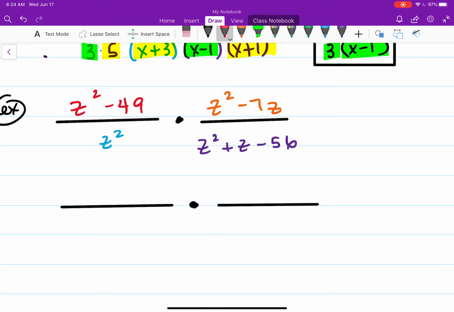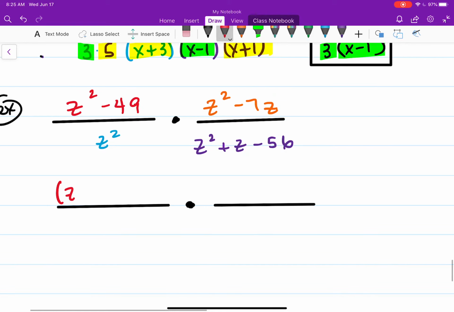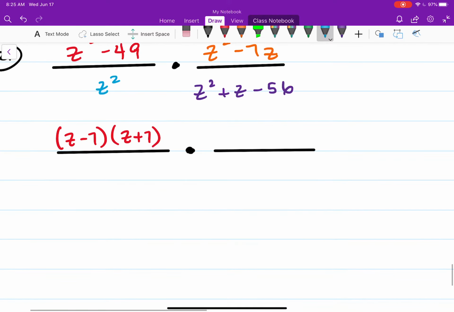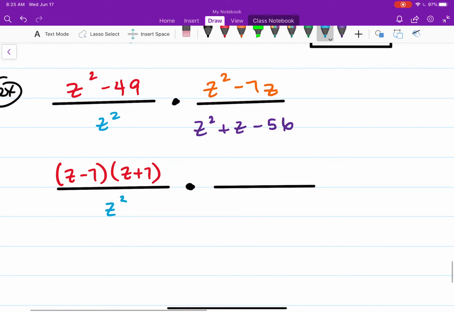The z squared is z times z. The 49 is 7 times 7. So that means this is going to factor down to z minus 7 and z plus 7. Okay? The blue, z squared. Well, that's just z squared. Okay? The top right, first, GCF. There is a GCF of z. What do I have left? A z minus 7.